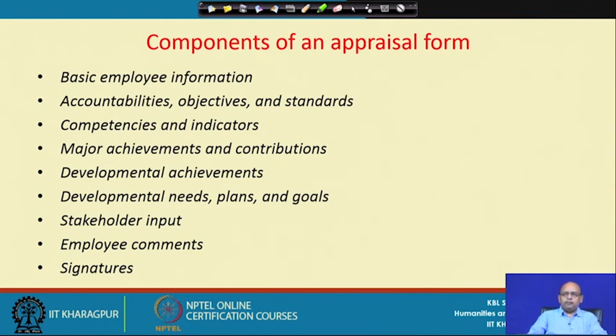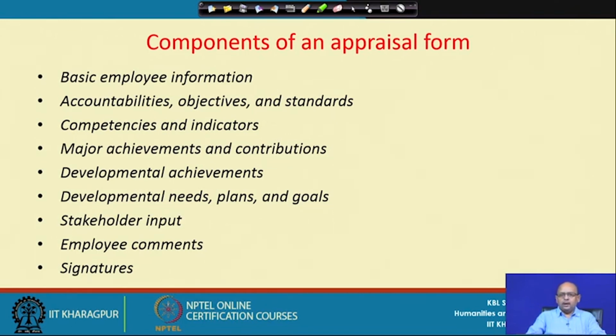Then as a part of the appraisal, we also list down the major achievements that have been made by the individual during a given period and his individual contributions. Not only that, but we also discuss the developmental achievements, that is, if in the previous year he made any plan for development, the extent to which these development plans have been achieved by the individual, right. And then similarly, for this financial year, based on the performance, what kind of development needs, plans and goals you are going to set for the next year.